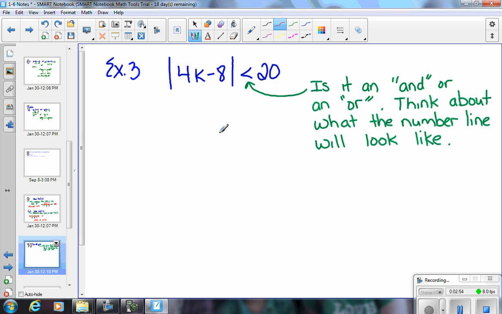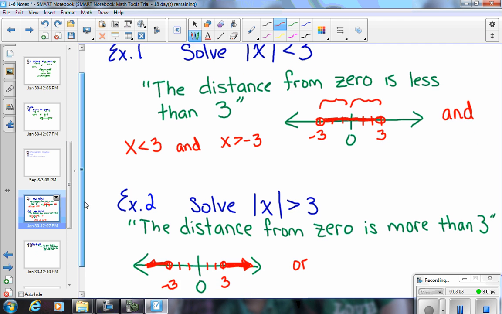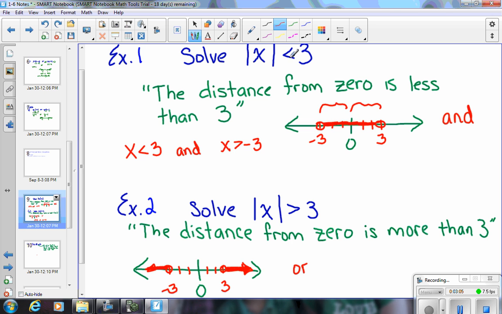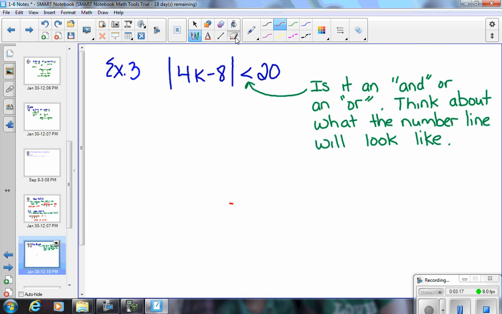The absolute value of 4k minus 8 is less than 20. Now you might want to look back at what we just did to determine if it's an and or an or. Notice that the less than problem was an and, the greater than problem was an or. And you can use that to help you decide what to do here. So since it's a less than problem, we're going to have an and connecting these two statements.